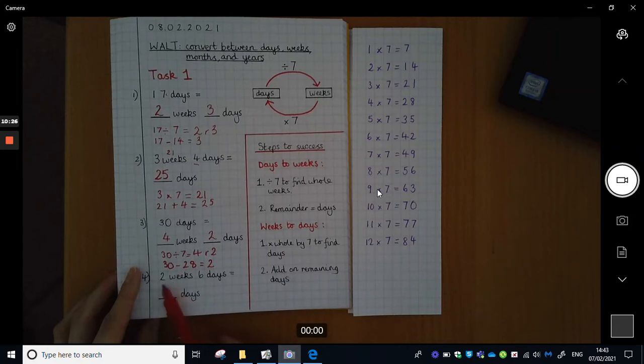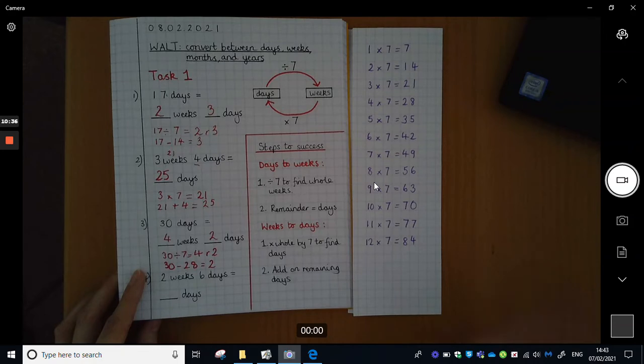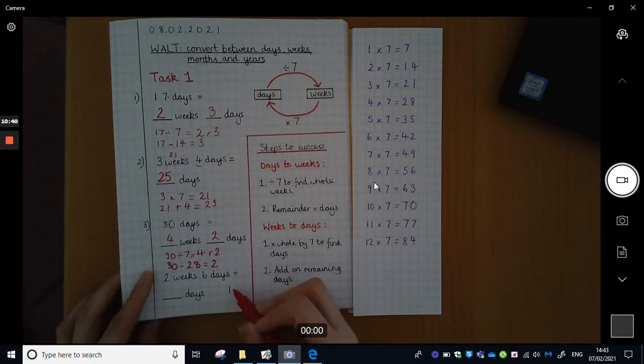2 weeks I've got here. So 2 weeks times 7. 2 times 7 is, hopefully you're saying 14. Now I need to be really careful I don't write that in here because I'm not quite finished yet. I haven't added on my days. Okay, so 2 weeks is equal to 14 days.